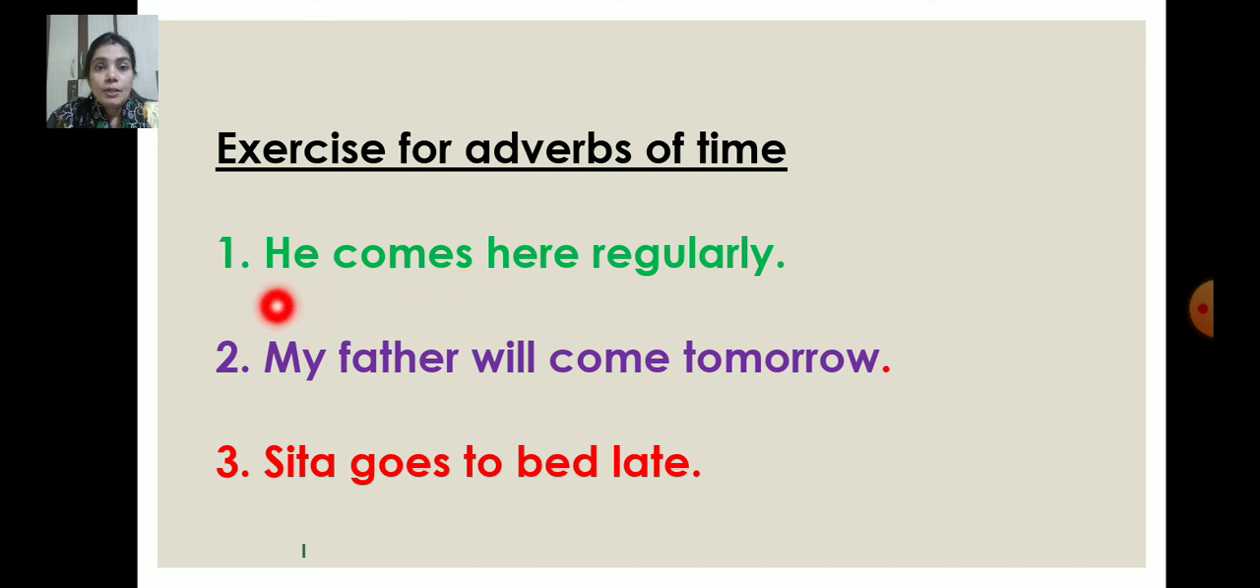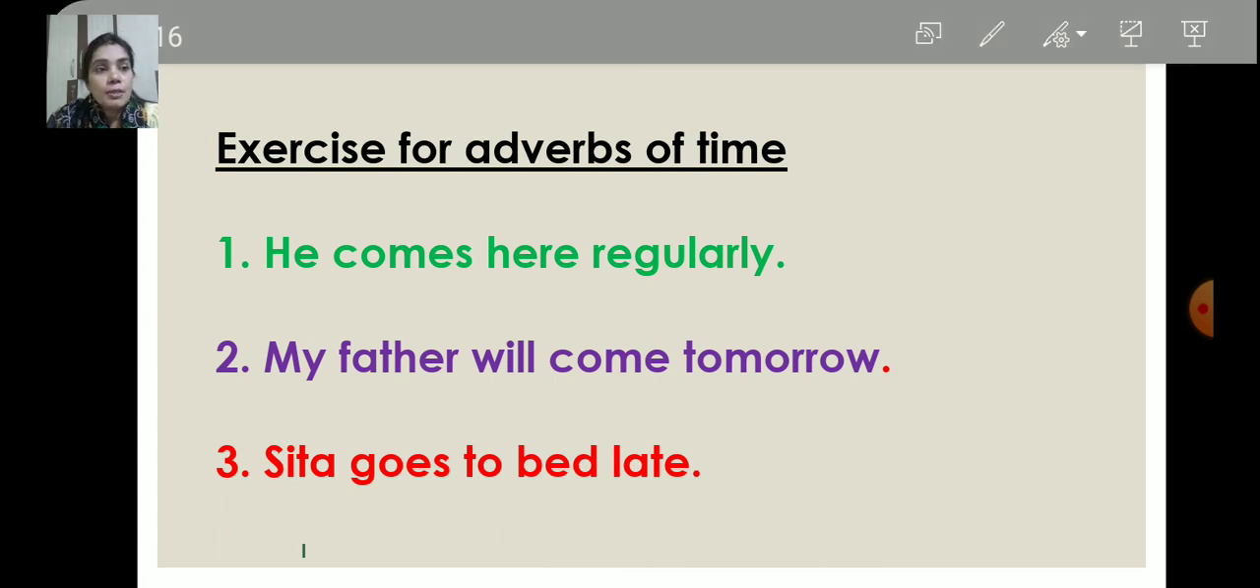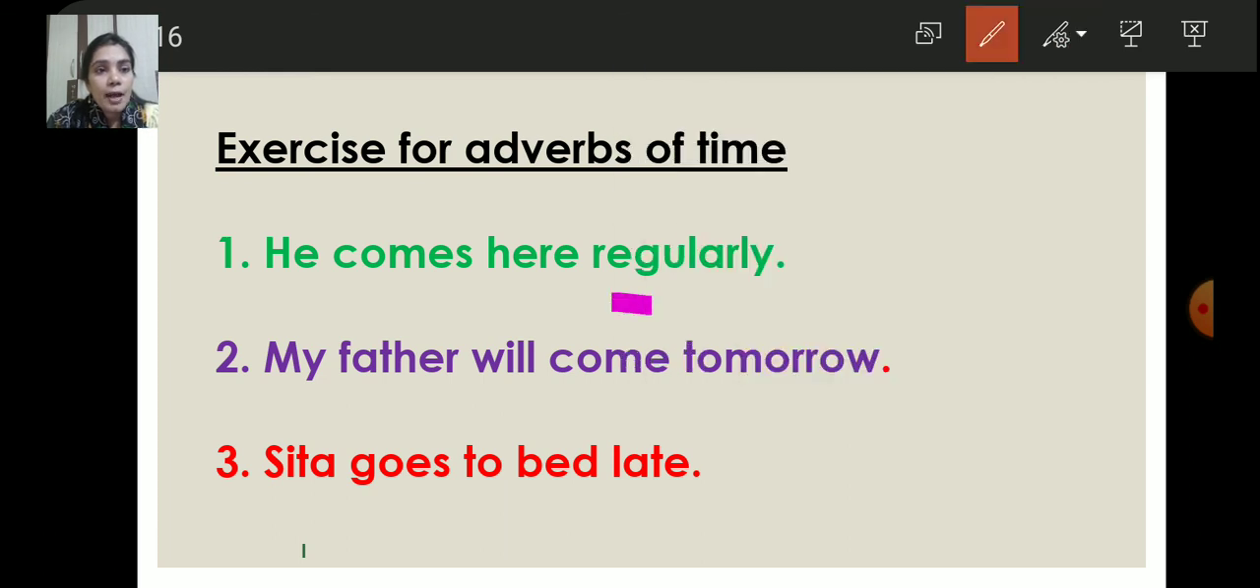Now, exercise for adverbs of time. He comes here regularly. So when does he come? Yes, he comes regularly. So here regularly is the adverb of time. My father will come tomorrow. So when does your father come? Tomorrow. So tomorrow is the adverb of time. Sita goes to bed late. So when does Sita go to bed? She goes to bed very late. So these are adverbs of time.